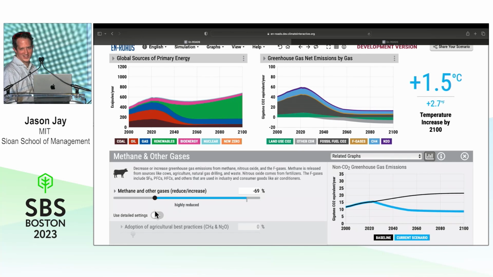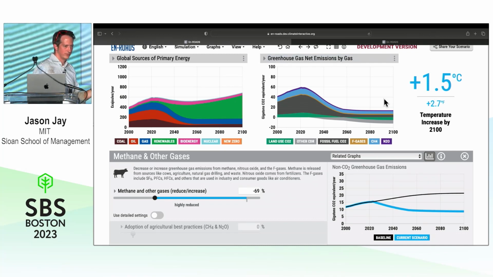So yeah, he says, I'm a methane man. So that got us to 1.5 degrees.